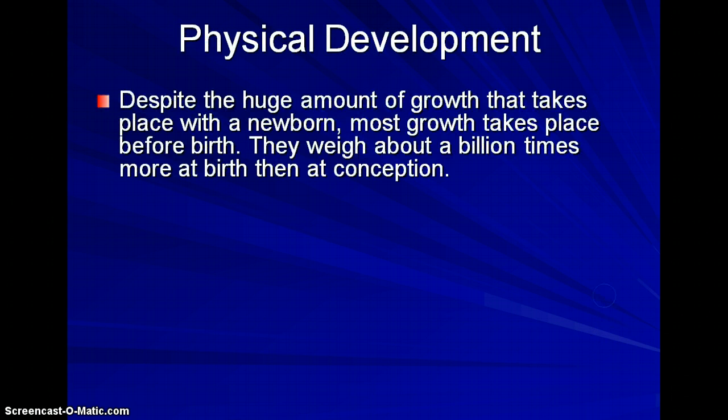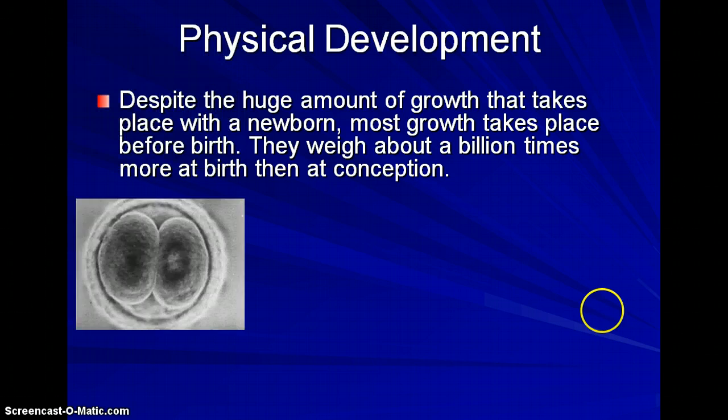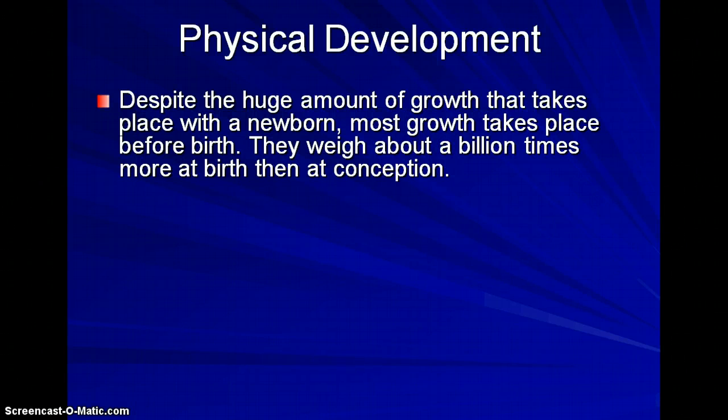Now, let's talk about physical development. Despite the huge amount of growth that takes place with the newborn, most takes place before birth. You go from being something that is microscopic to about a billion times more than that and coming out as a baby. You're probably somewhere between 5 pounds and about 9 pounds. That's about the average. But it is a massive amount that takes place. And then once you hit that certain weight, it slows down. Otherwise, by the time you were one, you'd be a giant.